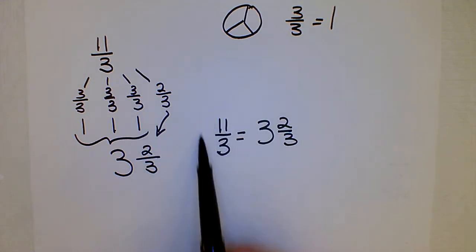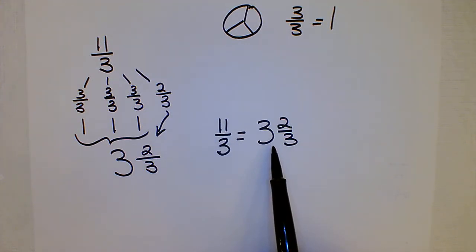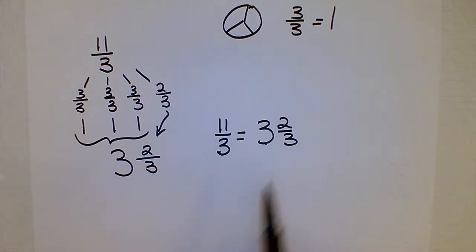So we took a fraction greater than 1 and we converted it into a mixed number. It's mixed because it has both a whole number and a fraction. Okay. Gesundheit. Okay, so now we want to be able to go the other way.